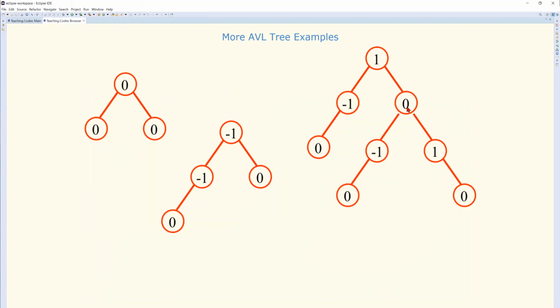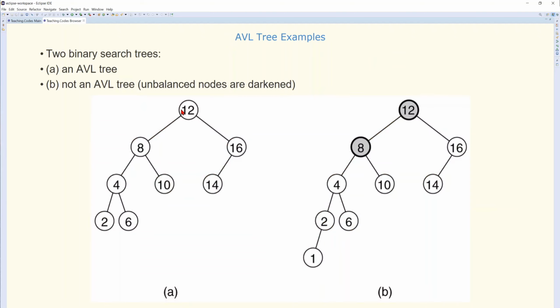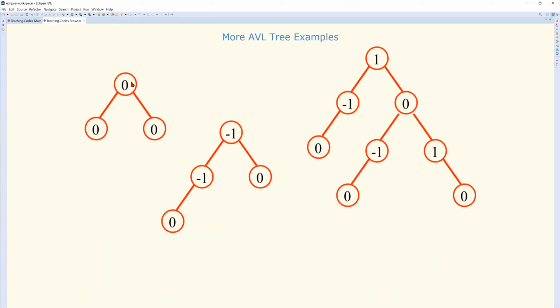So here are some more AVL tree examples. Here, the values inside these red circles are not the values to be stored. They're just showing the balance factor. So it's not important what's written in here, what the value in the node is. The important thing is the balance factor, and just given here are the balance factors.